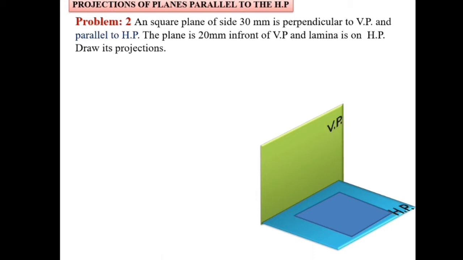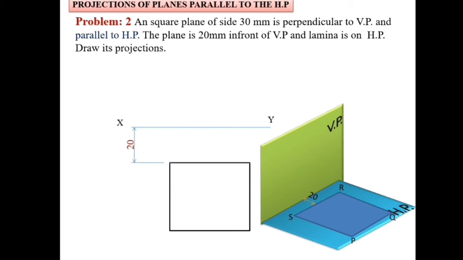When you are watching from the front view, you will get a straight line on the XY reference line, and from the top view you will get the true shape of the square. So below the XY reference line, first you will draw a square, and this plane is 20 mm in front of VP. That is the true shape of the square plane. So you take 20 mm distance below XY and draw a square. The side is 30 mm.